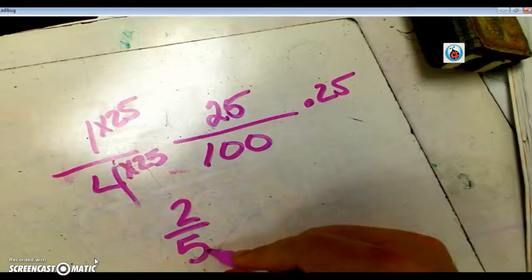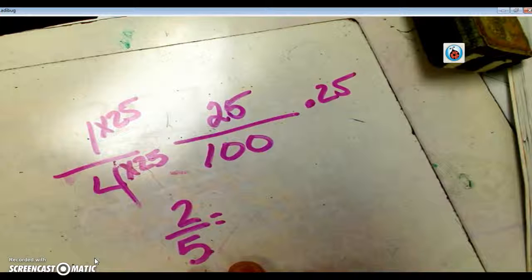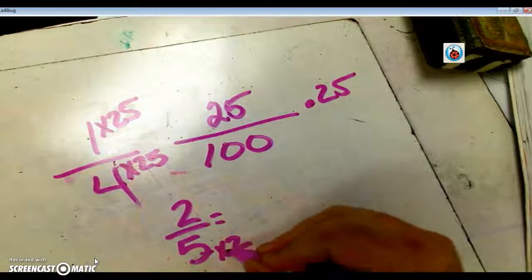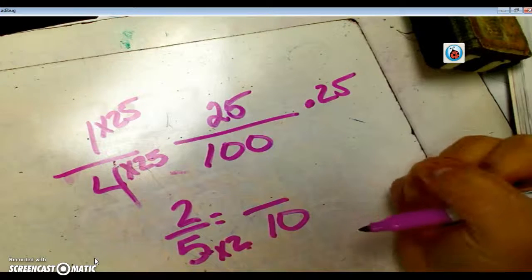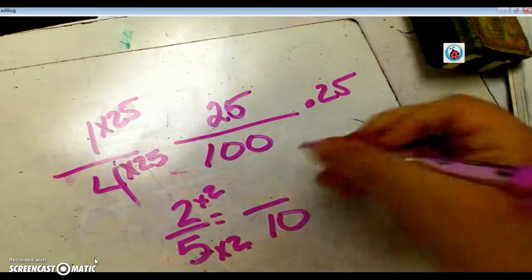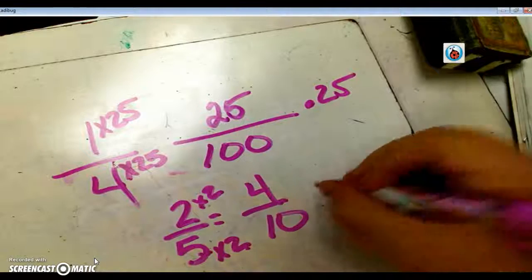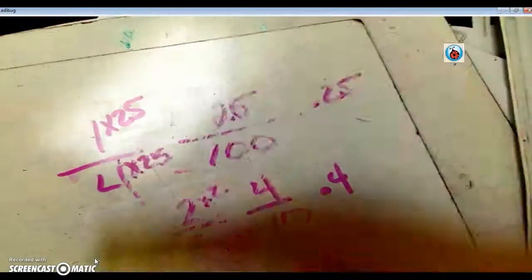What can I make this denominator that would be real easy as a 10 or 100? Can I convert this to a 10 easily? 5 times 2. 5 times 2 is? If I take the bottom times 2, what do I have to do to the top, Marcus? 2 times 2 is? Do I know how to write 4/10 as a decimal? 0.4. Okay? So that's one way you can do it.